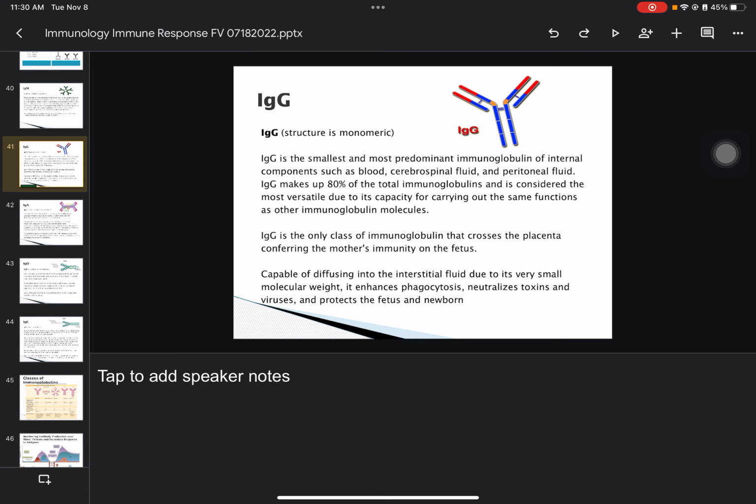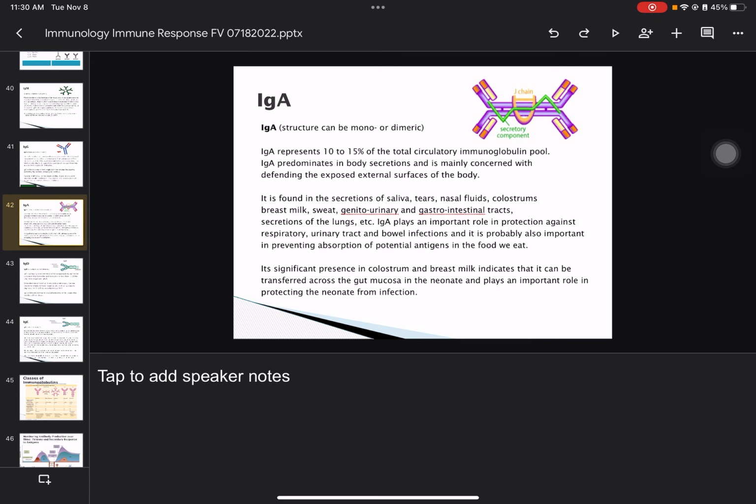Alpha does the same thing that IgG and IgM do, but this one is only associated with the mucous membranes. Okay?